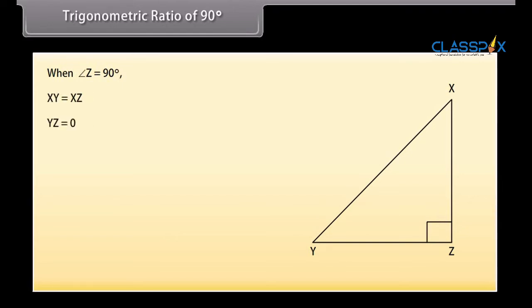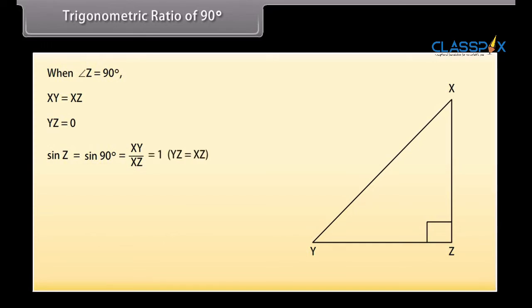Let us understand what happens to the values of trigonometric ratios. Sin Z is equal to sin 90 degree, which equals XY upon XZ, which equals 1, as YZ is equal to XZ.